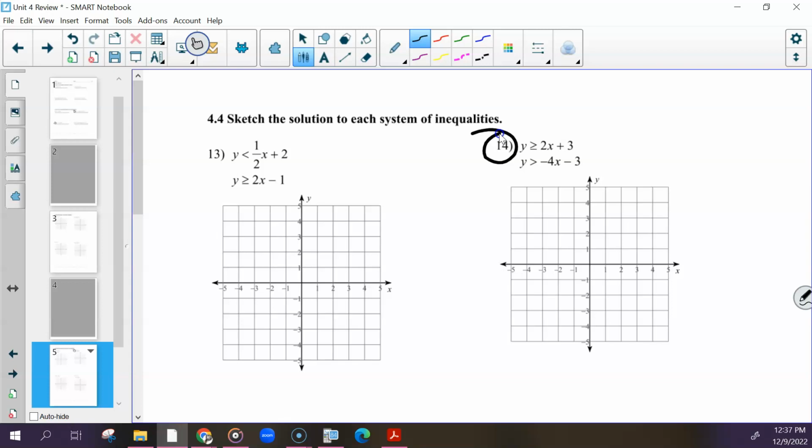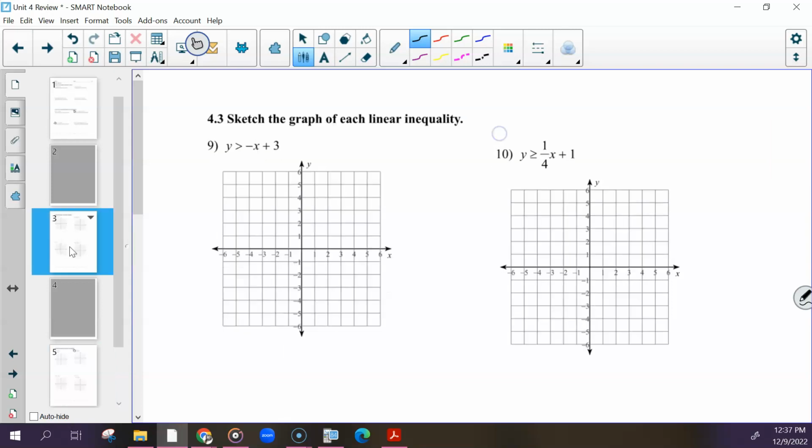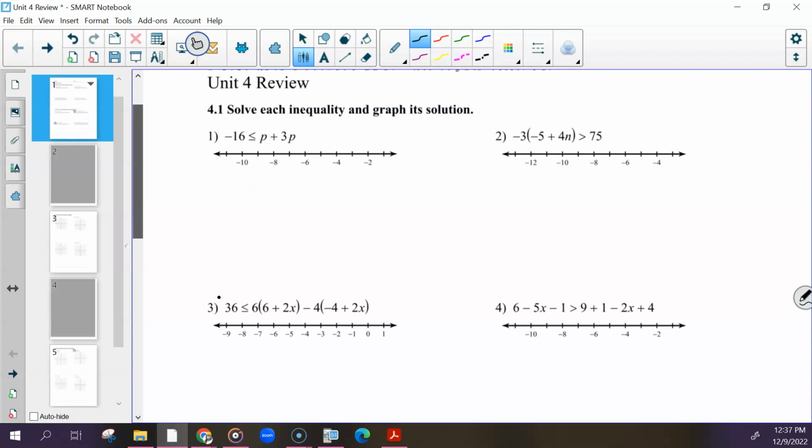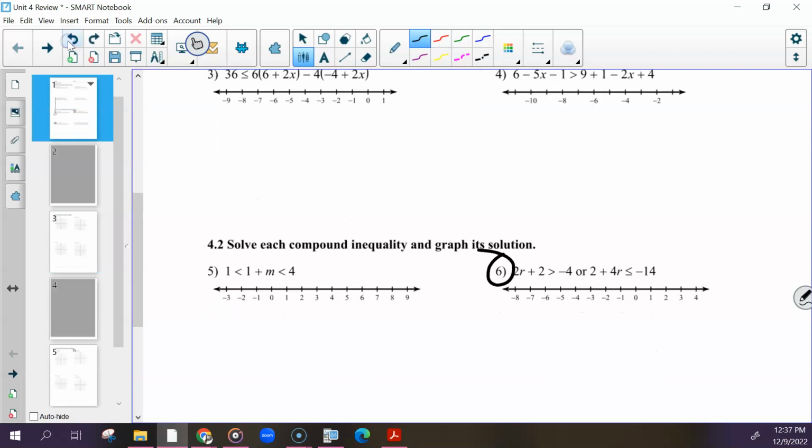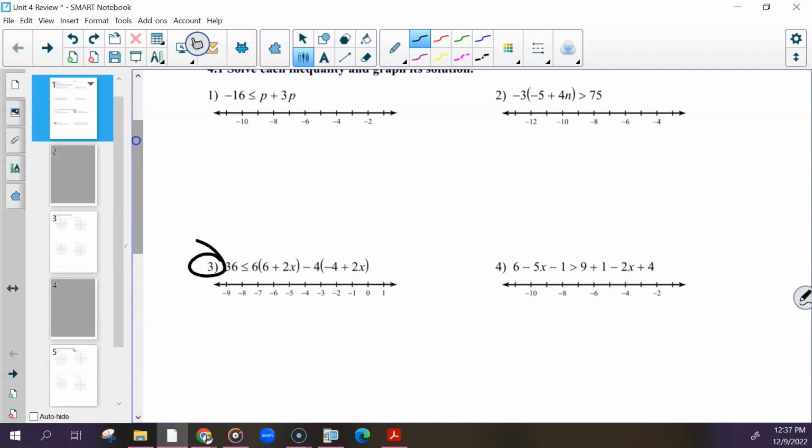Right. We have 6, 7, 14. Any others? Negative 3. 12 too. We have an election one. 3.